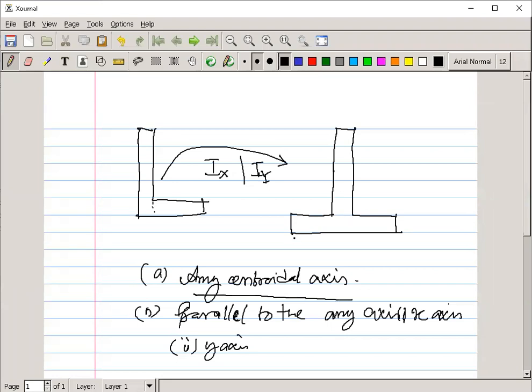I will give all the dimensions of this T section, and then find out the second moment of inertia with respect to any arbitrary axis. Here it is parallel to the x axis and parallel to the y axis. For both cases we have to find out. Is the question clear?